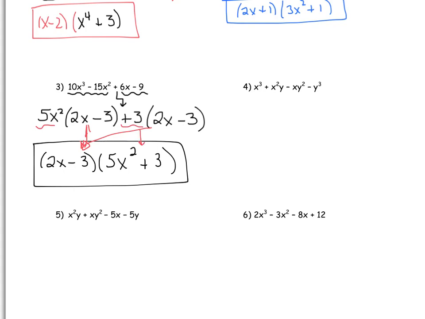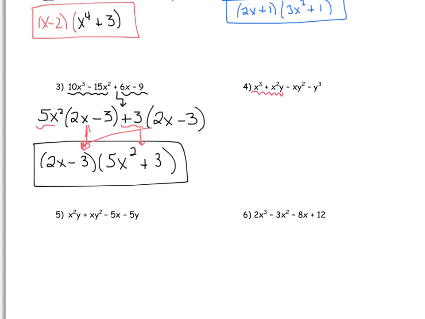Okay, let's try example 4. I look and I search first for a GCF. I see only x's and y's. I see an x, an x, y, x, y, y. Because there's no x here and there's no y here, I can't take out an x or a y. So we're going to do no GCF, but we're going to go straight to grouping.